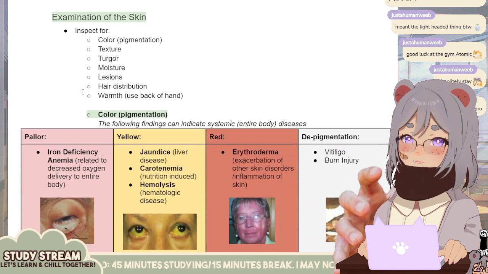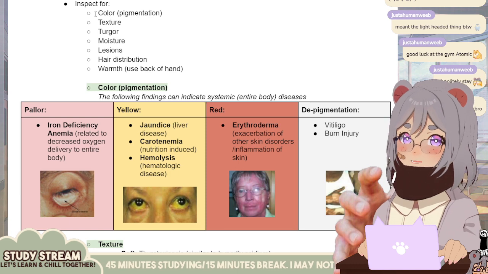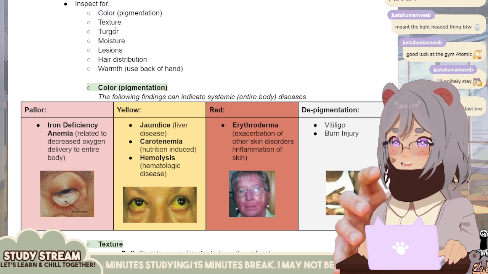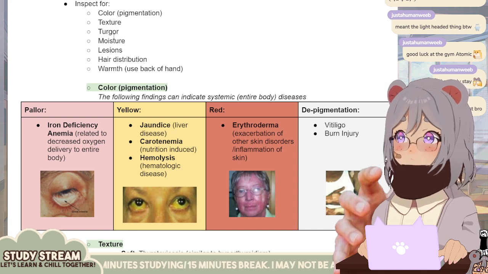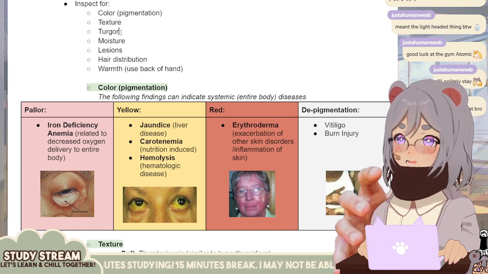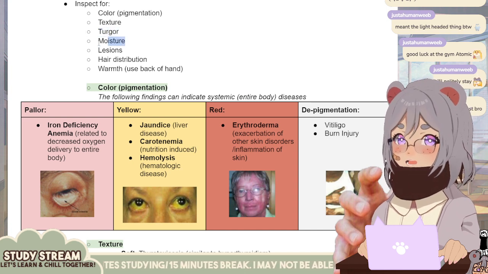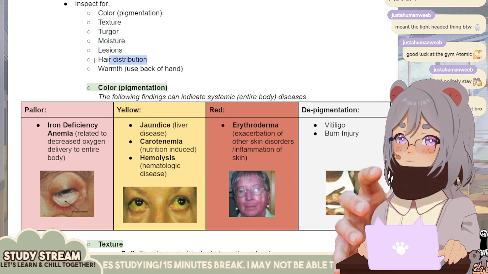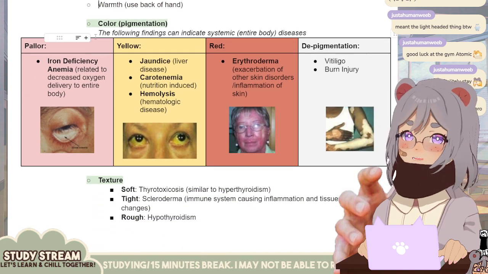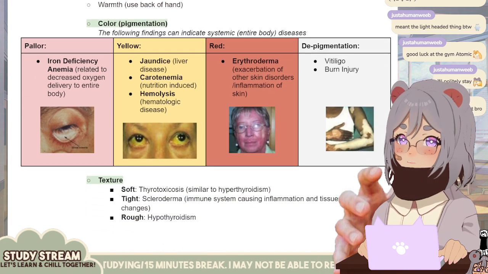For the examination of skin, we could do different things. We could check for the color of the skin. Maybe they're normally tan, but they look very pale, and it's like, okay, what's happening? Texture, turgor, moisture, lesions, hair distribution, and warmth. We'll talk about this all in detail. Let's first go with color, pigmentation of the skin.